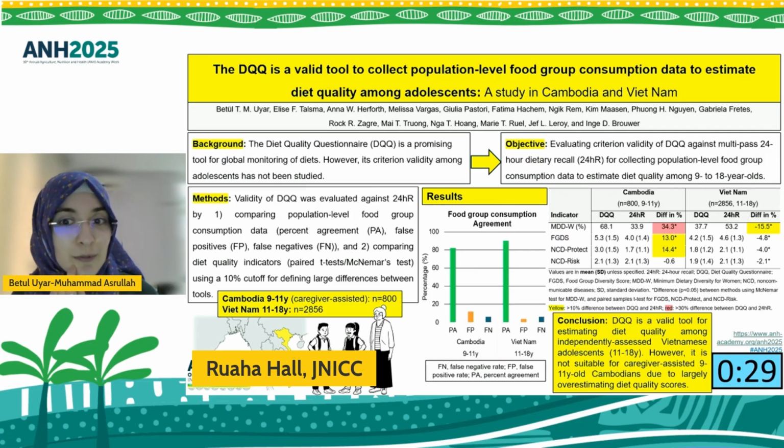In this group, we saw that the DQQ largely overestimated diet quality indicators compared to 24-hour recall, while in Vietnam, independently assessed 11 to 18-year-olds had comparable scores between DQQ and 24-hour recall. So the scores were really small in difference between those methods. We conclude that this tool is valid to use among Vietnamese 11 to 18-year-olds when independently assessed. Thank you.